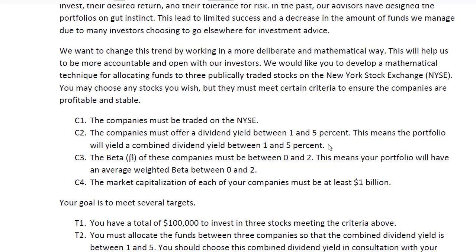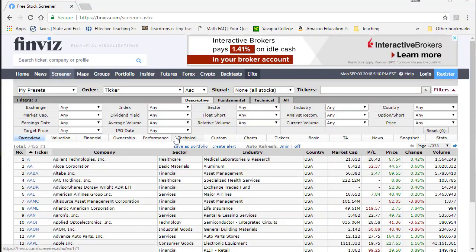Remember, we have several requirements that we need to have on our companies. The companies must be traded on the New York Stock Exchange. They must offer a dividend yield between 1 and 5%. The beta must be between 0 and 2, and the market capitalization of each of the companies must be at least $1 billion. So let me show you how you can use Finviz to find these companies. It's not as easy as the Google Stock Screener was, but with a little bit of work, we can go ahead and make it usable.